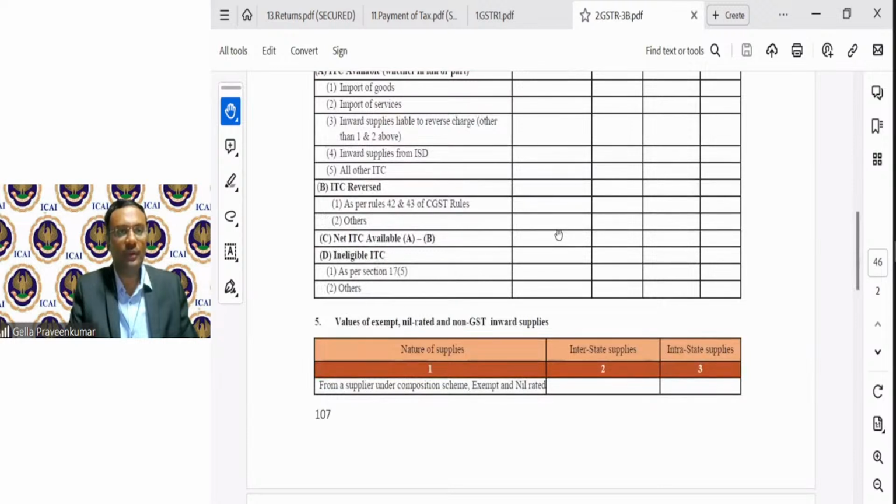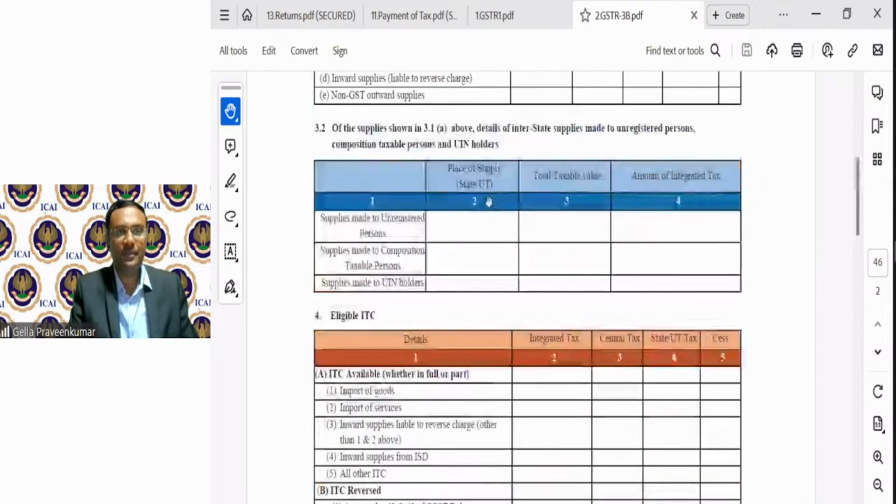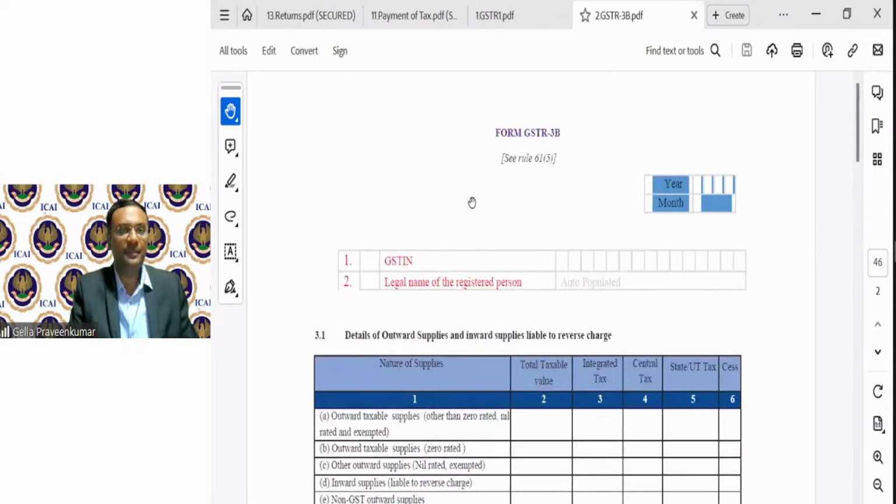I think this is the old format, Rule 42, 43, B2C and others. Okay, let me just open any other latest return. Or I'll explain the basic view. Let me not confuse you to the core.